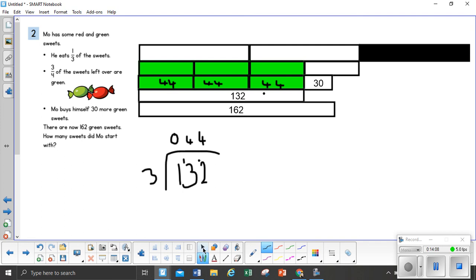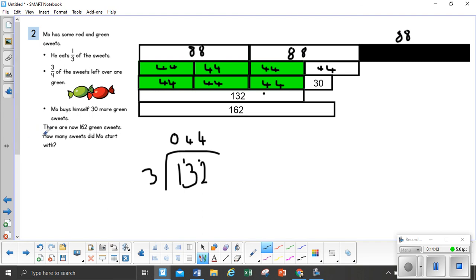Okay, which also means that's worth 44. That's worth 44. That's worth 44. That's worth 44. Okay, which means this bit here is worth 88. That's worth 88. And that also has to be worth 88. So we're going to do 3.